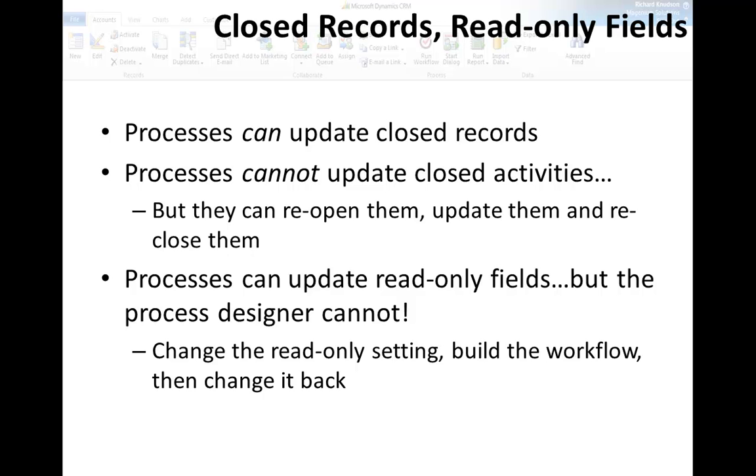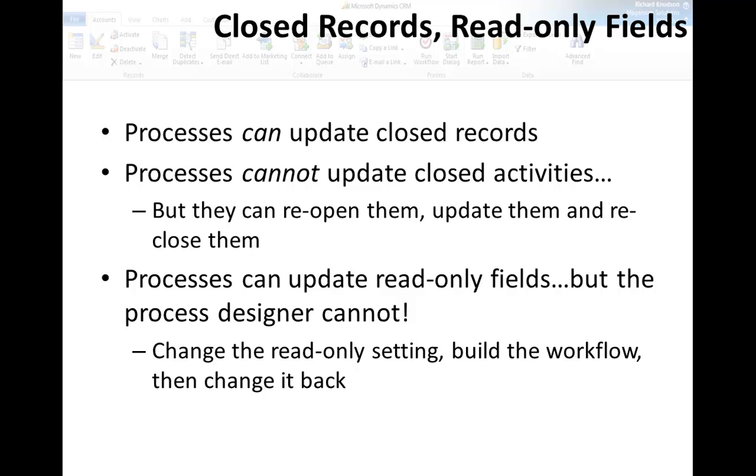They cannot update closed activities, that is, appointments, tasks, phone calls. When those records are closed, even processes will generate an error if they try to update those. But the workaround there is the process can reopen those, then update them, and then reclose them. When might you want to do something like that? Here's a use case I had recently.